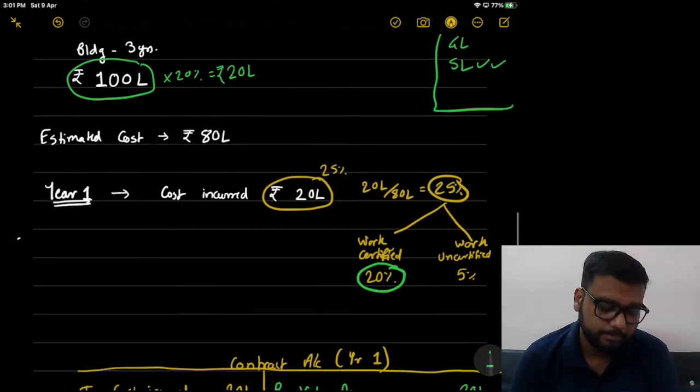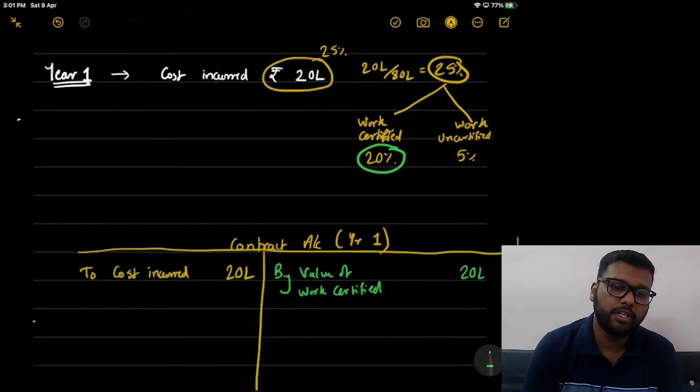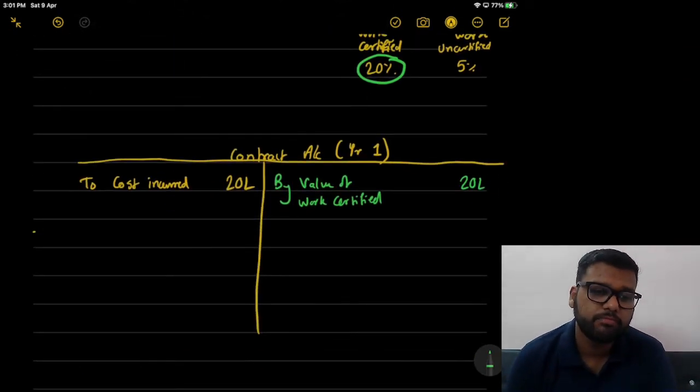Sir, profit will be received, no? We should get profit on the 20 lakhs also, I guess. It will not be zero. But then in this P&L it shows zero profit, right? What is wrong? What to do?